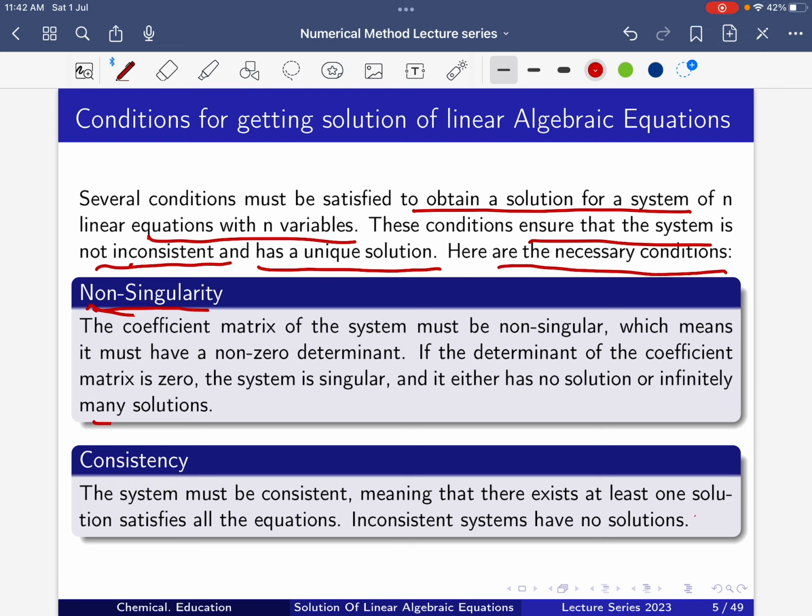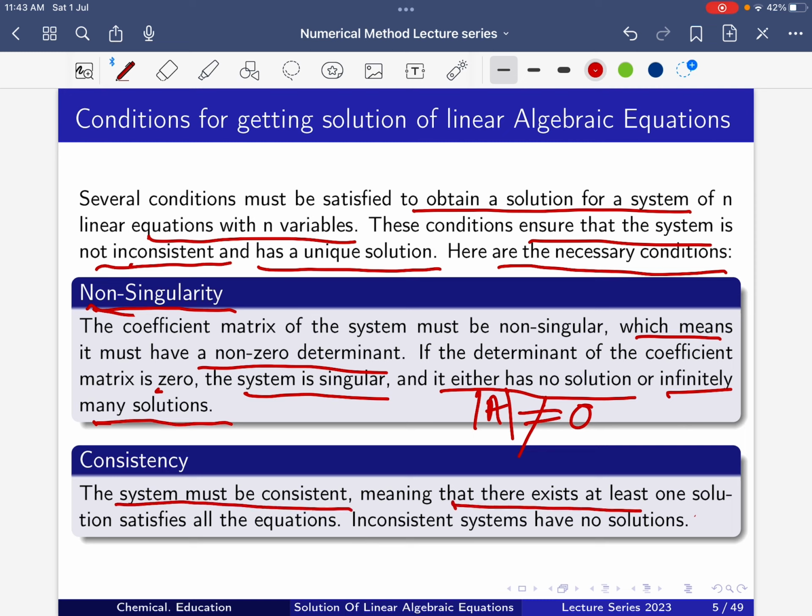So first is non-singularity. The coefficient matrix of the system must be non-singular, which means it must have a non-zero determinant. It means A is the coefficient matrix, and its determinant must not be equal to zero, then only we can get a solution. If the determinant of the coefficient matrix is zero, the system is singular and it either has no solution or infinitely many solutions. Next condition is consistency. What is that? The system must be consistent, meaning there exists at least one solution satisfying all equations. An inconsistent system has no solution.